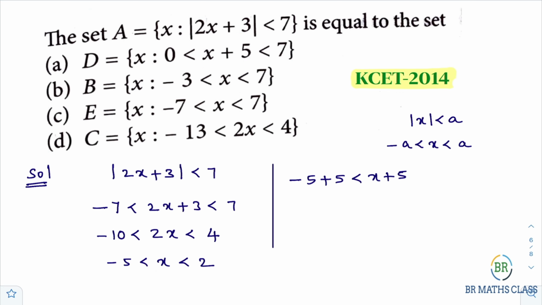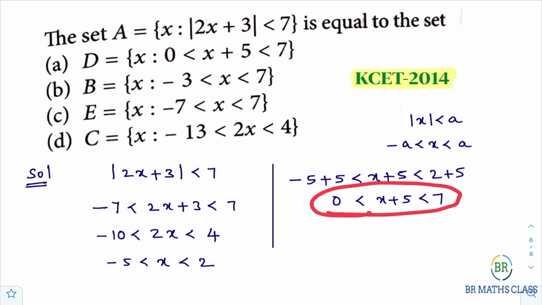For that, what I'm doing is adding 5 to this complete inequality. Okay, less than 2 plus 5. Minus 5 plus 5 is 0, less than x plus 5, less than 2 plus 5 is 7. You can easily observe that 0 less than x plus 5 less than 7 we got. Here also the same thing is there. So what is the right option? The first option is the right option.